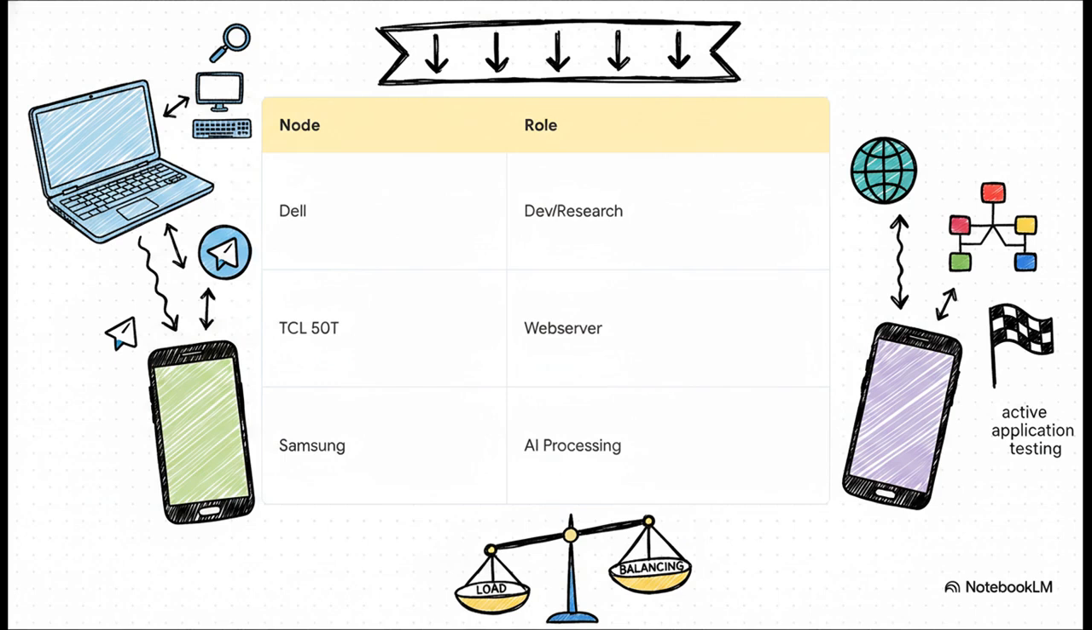We distribute microservices across 3 separate physical nodes. Here's the exact role allocation. The Dell Inspiron 13 handles the development, the research, and acts as a Telegram listener. Then the middle tier is a TCL 50T smartphone, which acts as a node web server and runs Telegram apps. Finally, all the heavy lifting is pushed over to a Samsung A05. That device is totally dedicated to Qwen AI processing and running active application testing. It is a textbook, perfect example of load balancing across available, consumer-grade hardware.